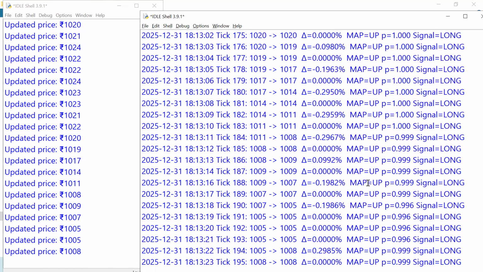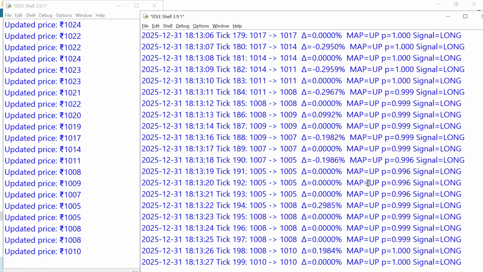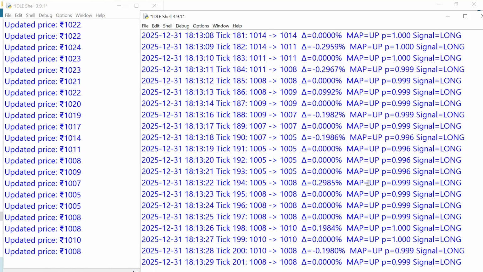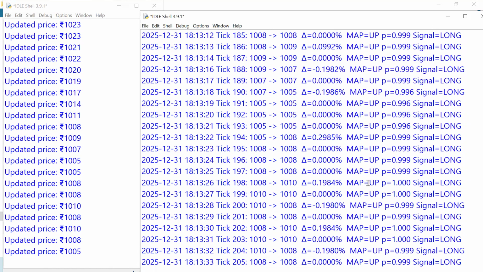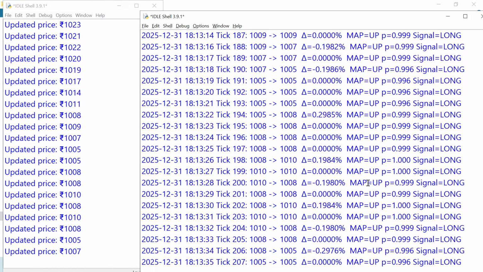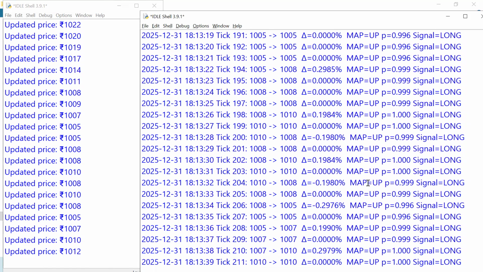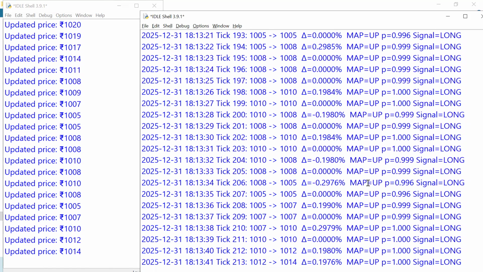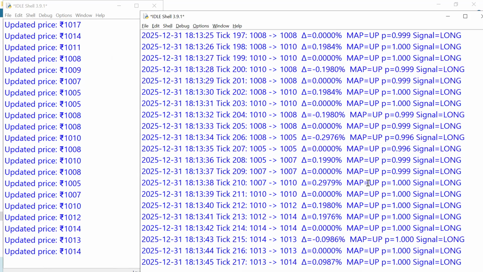Okay, the price is moving. The price has moved from 1023 to 1008. Still, the signal is upside because the small change in the price does not change the total trend. The total trend of the market is still on the long side. Now this is a very smooth movement which is happening in the market.